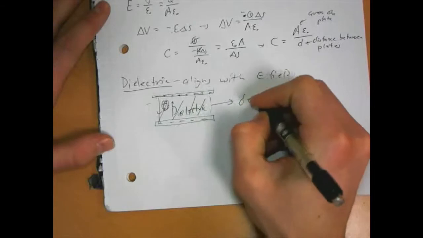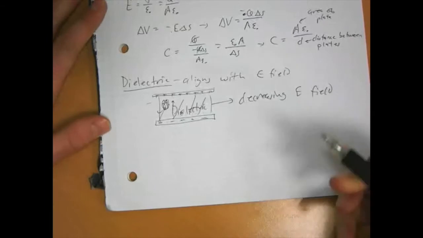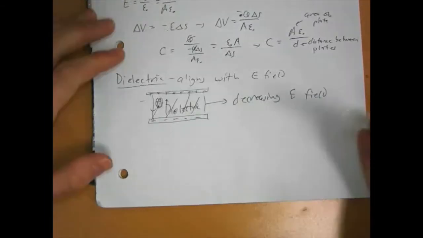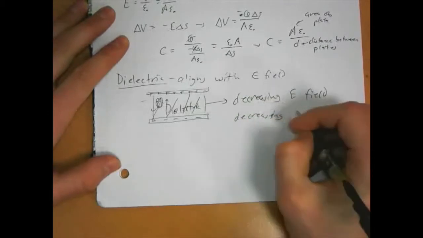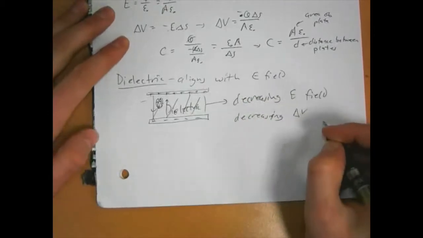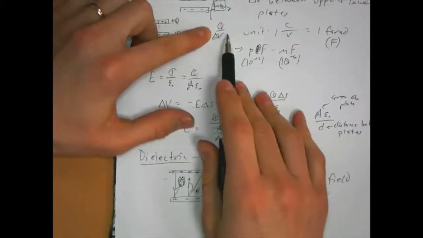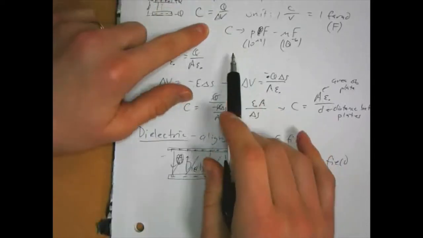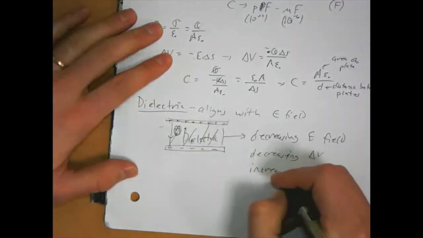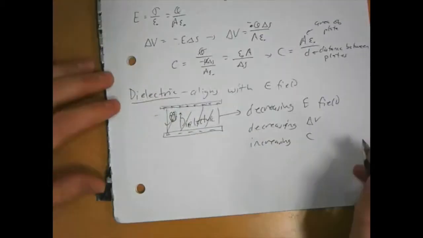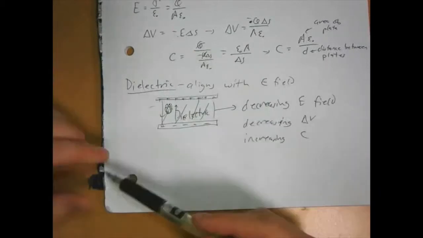So filling a capacitor with a dielectric winds up decreasing the electric field, which also then decreases the potential difference. The charge is the same regardless, so the charge in our capacitance equation doesn't change at all. But therefore, if we decrease the potential difference, we're increasing the capacitance. So that's what dielectrics are used for, to change the properties of the capacitor.